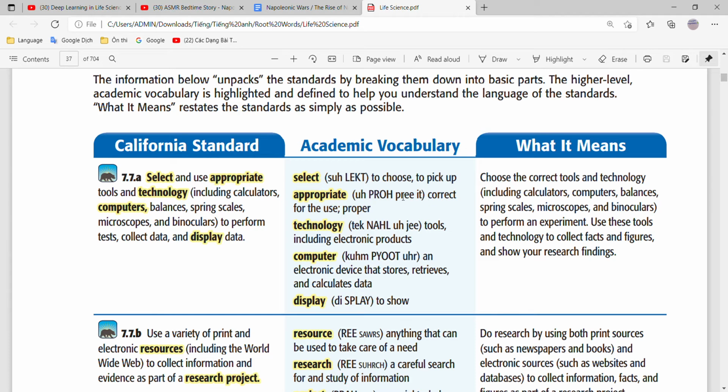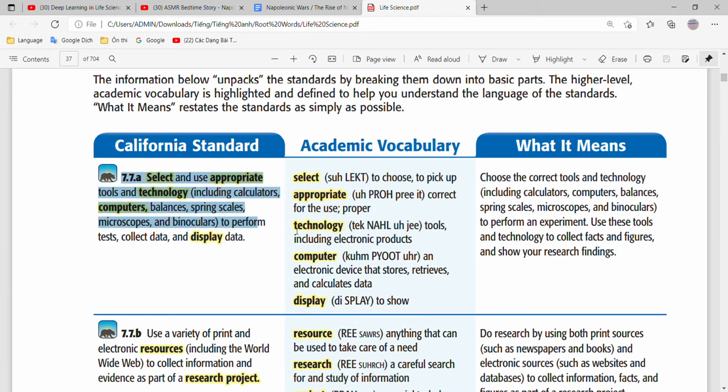Okay, so here select is to choose or to pick up. Appropriate is like correct for the use proposed. Technologies is a tool including electronic products and computer, an electronic device that stores, receives, and calculates data. Display is to show.